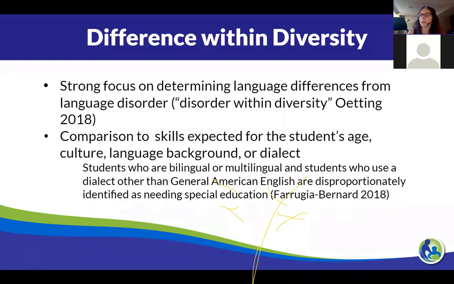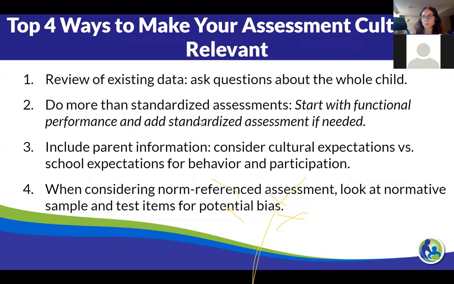So the second bullet point is all throughout the rule, right? Compared to skills expected for the student's age, culture, language, background, or dialect. So, and this 2018 article by Farouja Bernard is really a great one. I recommend that you read. Students who are bilingual or multilingual and students who use a dialect other than general American English are disproportionately identified as needing special education. So that's true for speech and language as well. So we really need to be careful that we're not wrongly identifying kids. And that is a part of why we shifted the rule.